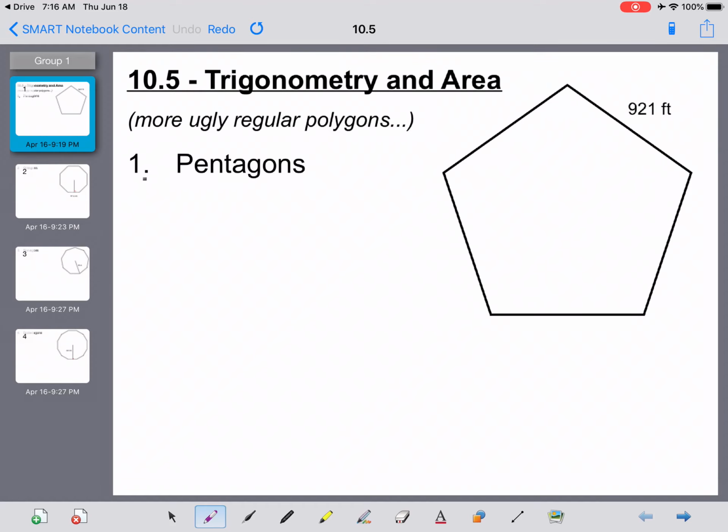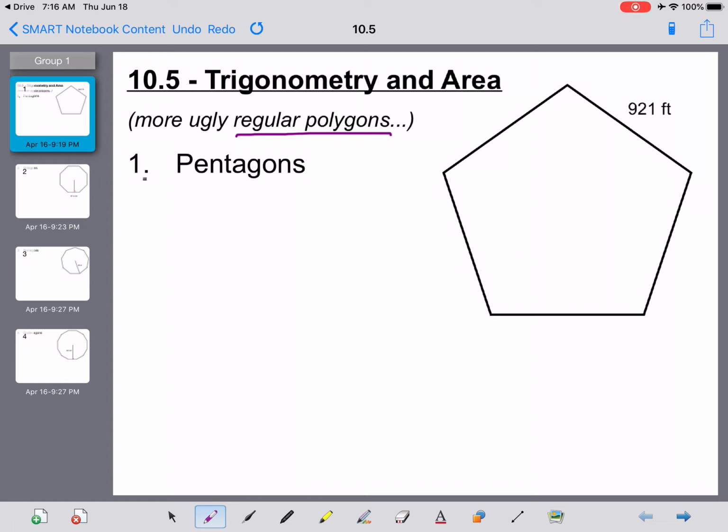All right, everybody, section 10.5 is a pretty tough one, but let's see what we can do on this one. This one really goes back to what we did in section 10.3, where we were finding the area of regular polygons, but now it moves on into the tougher ones. The three nicer ones that we did in 10.3 were equilateral triangles, squares, and regular hexagons.